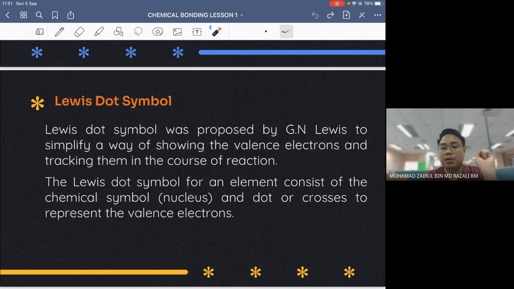Lewis dot symbol ni senang saja. Yang pertama, you need to have the symbol of the element to represent the nucleus, and the second one, we need to draw either dot or cross to represent the valence electron, and the number of the dots or crosses depends on the number of the valence electron of the element.